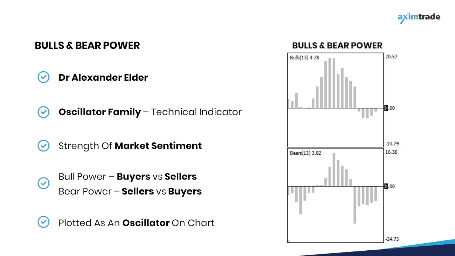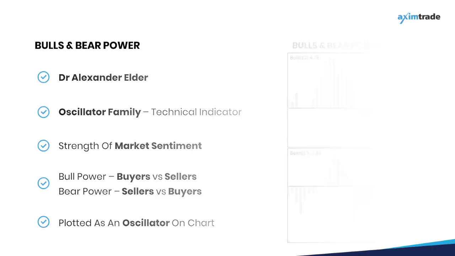It shows the strength of the bears, which means that if the current price is lower than the previous one, the bears are winning. The main purpose of the Bear Power indicator is to estimate the relative strength of sellers against buyers, and it is plotted as an oscillator on the chart.